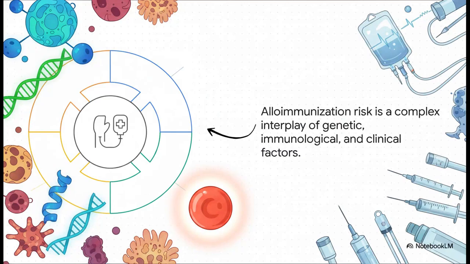The research happening in this area is incredibly exciting. Scientists are really trying to answer that core question: what is it that determines who becomes a responder? They're looking beyond the classic HLA types to understand the subtle genetic and molecular switches that control immune tolerance, things like the role of regulatory T cells and the complement system. The ultimate goal here is to get away from a one-size-fits-all approach and move toward a truly personalized transfusion medicine.